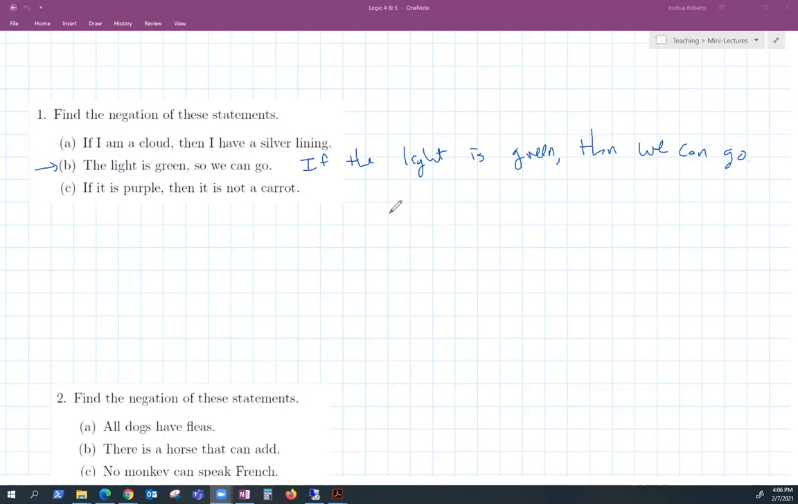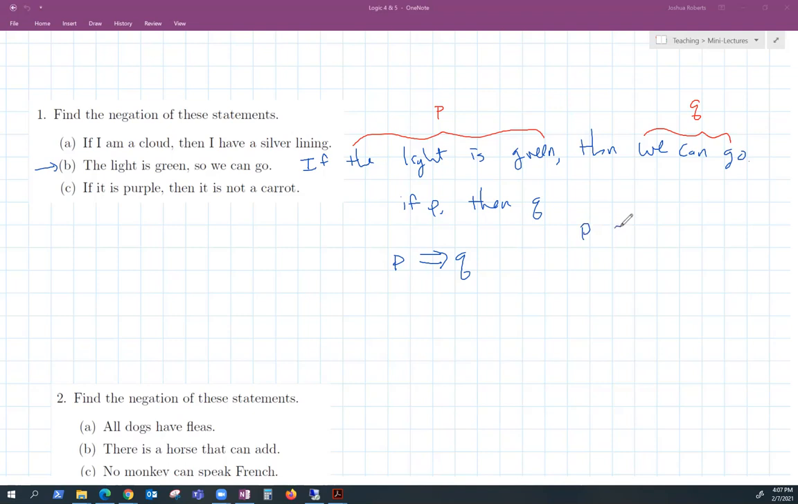This is an implication. I'll tell you what, why don't we just let the light is green be the proposition P, and we can go be the proposition Q. So this becomes if P, then Q, or written another way, P implies Q.